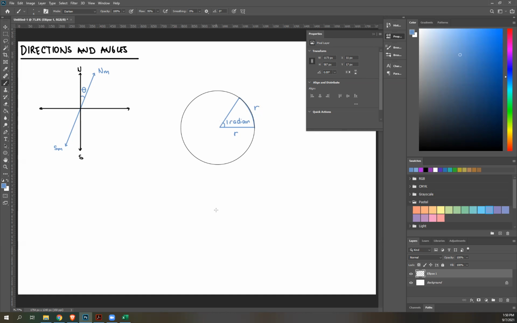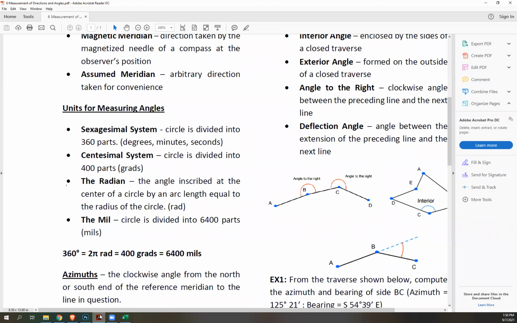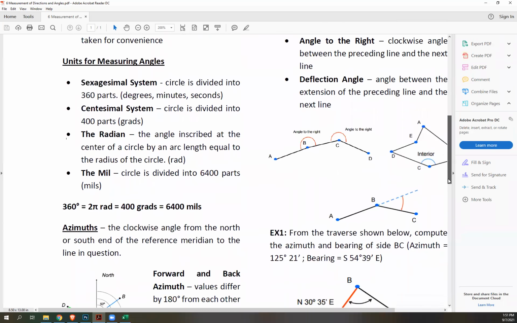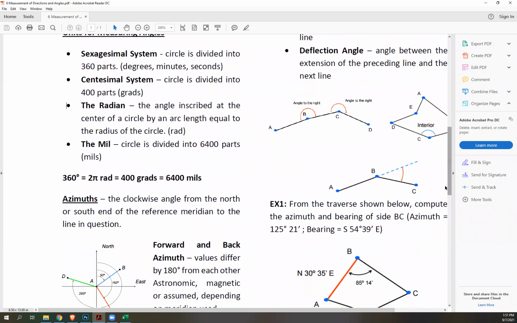The angle subtending that. Subtending meaning the opposite of that. And then the mil. For mil, the circle is divided into 6,400 parts. So all in all, these systems give you conversions. 360 degrees equals pi radians. We already know that from your previous math classes or even physics classes. And it's also equal to 400 grads and 6,400 mils. So this just gives you how to convert different angles to different units and systems.